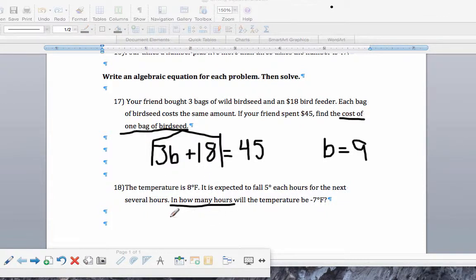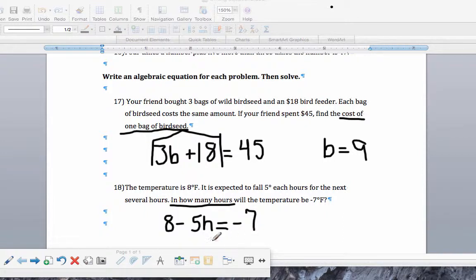So the temperature starts off at 8 degrees. And if it's dropping, it's getting lower, so that's going to be a subtraction problem. And it goes down 5 degrees each hour for some amount of hours. And I don't know how many, so I'm going to say that's h. So 5 degrees times some number of hours. And after that time passes, the temperature will be -7.